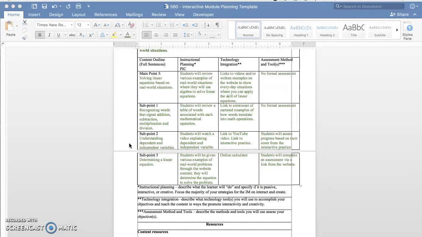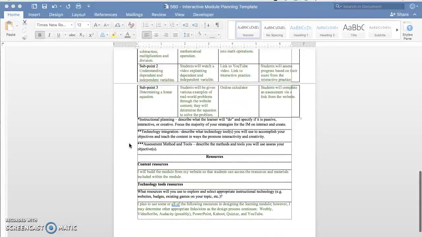Online calculator will be some technology integration, and they'll complete an assessment via a link from the website, and this will kind of pull everything together where we'll look at the different pieces that they've learned and ultimately have them take possibly an ad from a local grocery store, do some calculating on buying various pounds of produce or something to that effect, possibly also a trip calculator, just different things that really would come into play and be very relevant to their everyday lives.